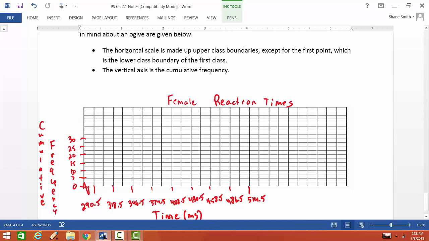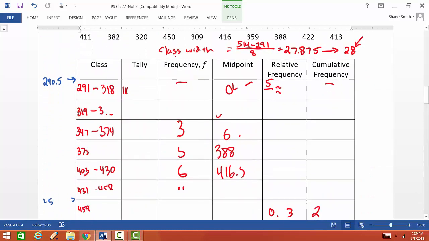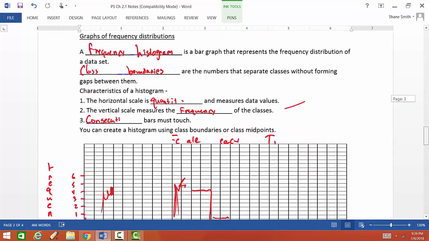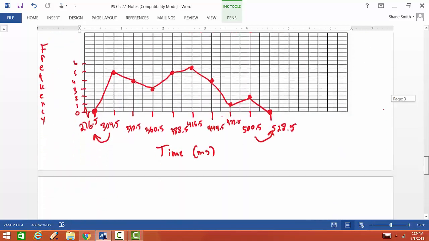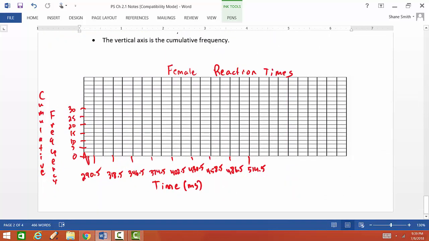But now we're going to look at cumulative frequency. Now here's the thing. Cumulative frequency is how many data points are at that point and below it. So how much data do you have at the first class boundary or below it? Well, at 290.5, let's go back to our frequency distribution really quickly here. At 290.5, that's below the first data point. So there's nothing below 290.5. So we put a point at 0.